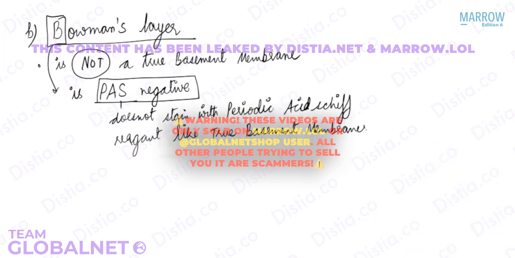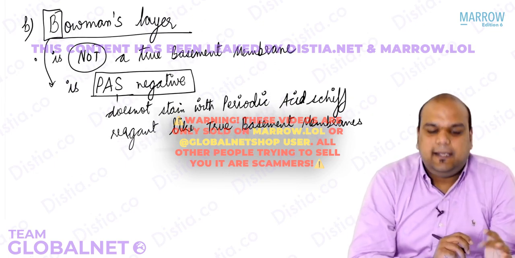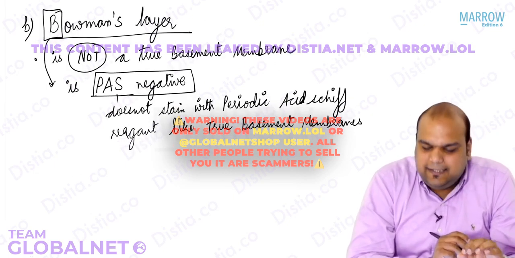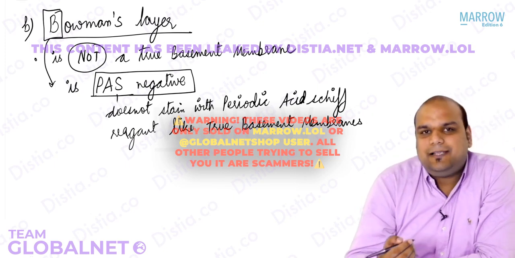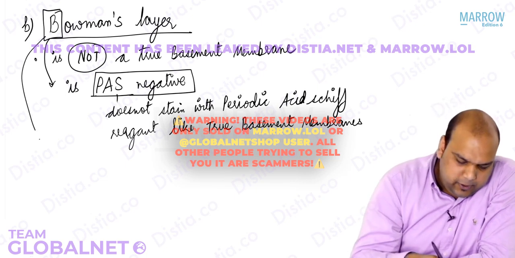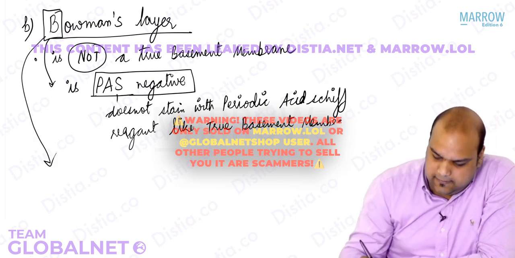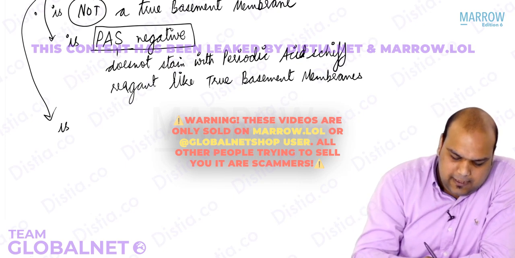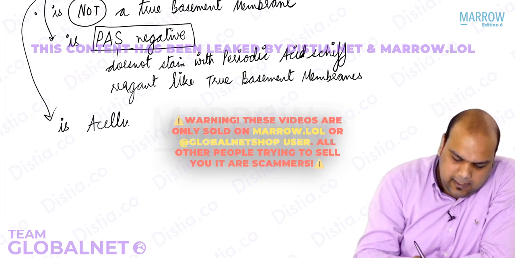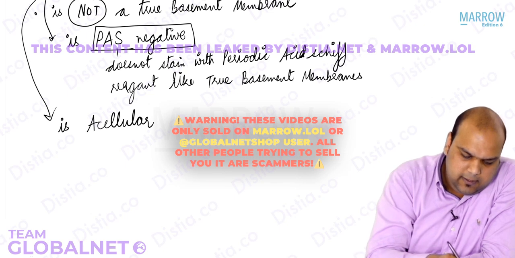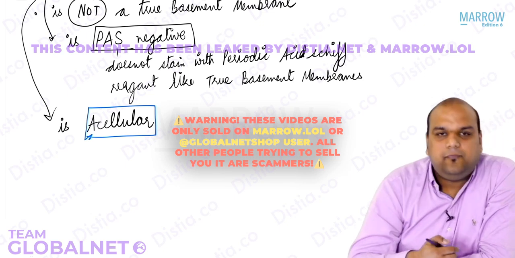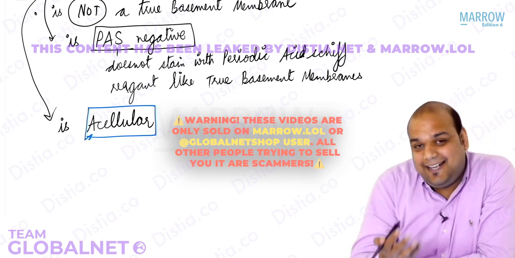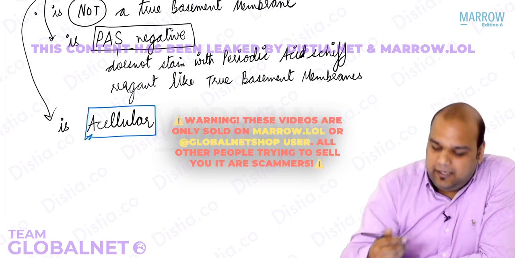Okay? So true basement membranes should stain with PAS, but Bowman's layer does not stain with PAS, which tells us that this is not a true basement membrane. Okay, guys? So that's one important point about Bowman's layer. Please remember this. Second point is that Bowman's layer is acellular. Bowman's layer is acellular. It does not contain any cells.